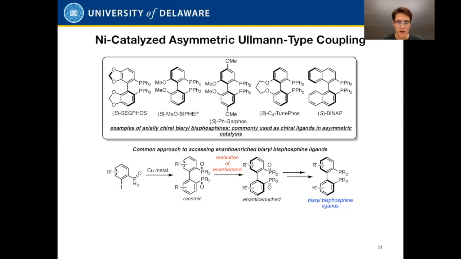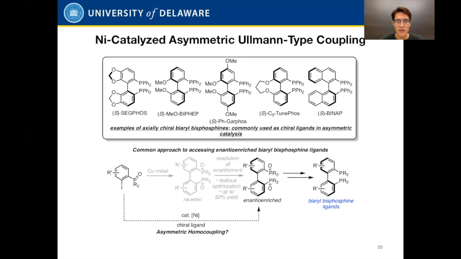Now, a major drawback in this multi-step synthesis is the resolution step. This is because a tedious optimization of resolution conditions is required, and more importantly, this provides at most 50% yield of the desired enantiomer. A direct asymmetric route to prepare enantiomerically pure biaryl bisphosphonates or bisphosphine oxides would ease the preparation of a chiral bisphosphine ligand. And we envision that the use of a chiral nickel catalyst could address this challenge.